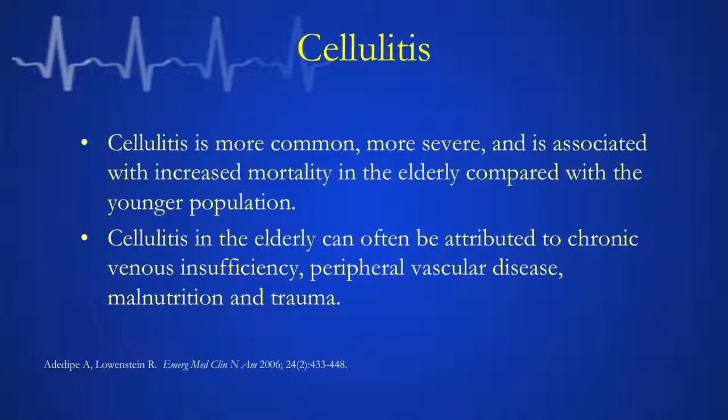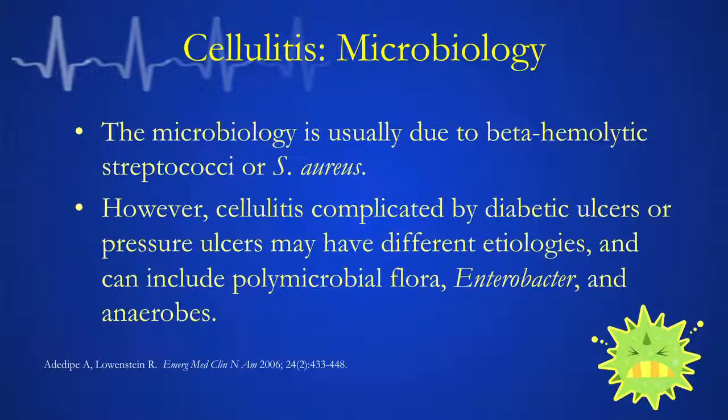Okay, so cellulitis. Cellulitis is more common, more severe, and is associated with increased mortality in the elderly compared with the younger population. Cellulitis in the elderly can often be attributed to chronic venous insufficiency, peripheral vascular disease, malnutrition, and trauma. The microbiology is usually due to beta hemolytic streptococci or Staph aureus. However, cellulitis complicated by diabetic ulcers or pressure ulcers may have different etiologies and include polymicrobial flora, Enterobacter, and anaerobes.